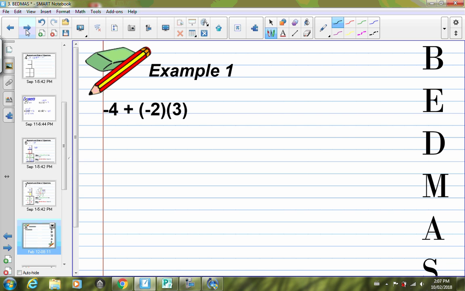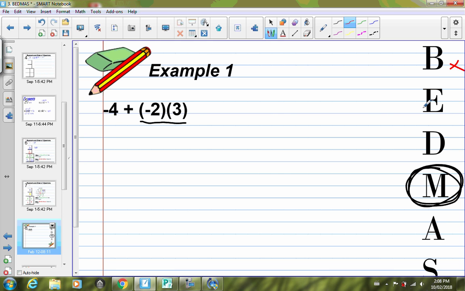Okay, my first question, so you're going to notice here I have BEDMAS written on the side, and you also have BEDMAS written on the side of yours. So my first question is, do I have brackets? Now a lot of students say, yes, you have brackets. Look, they're right here. You actually don't have brackets because there's nothing to do inside those brackets. Those brackets actually mean multiplication. So we don't have any brackets.